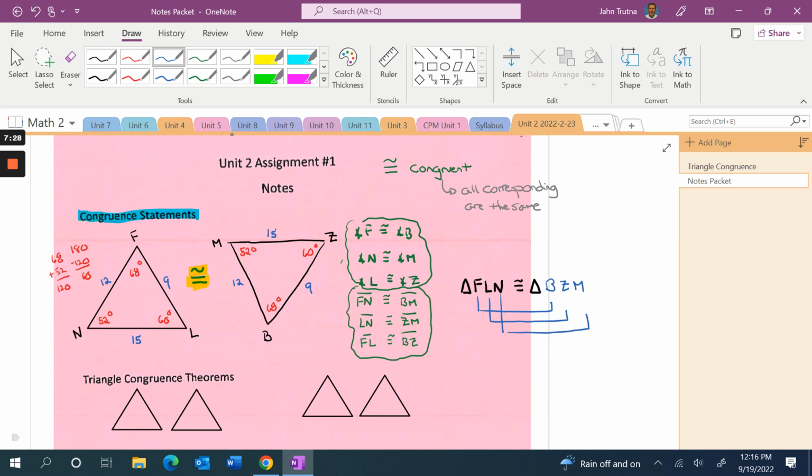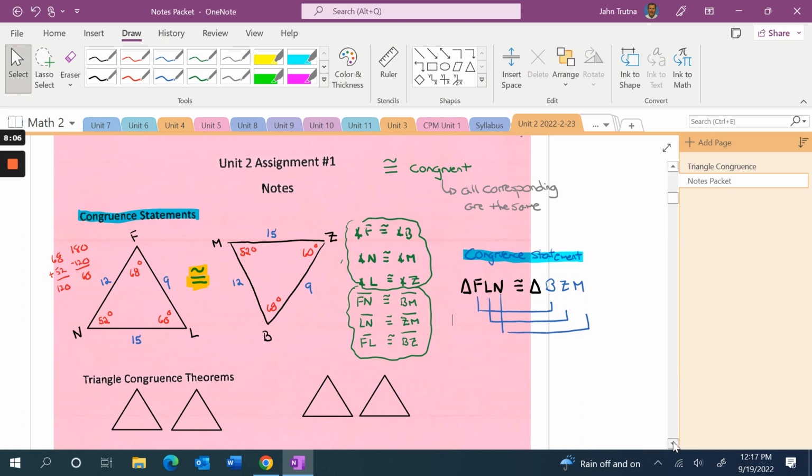So my congruent statement for these two triangles would be a statement that matches up the letters in the correct order, that I can use whenever two shapes are congruent with each other. Okay, so this would be an example of a congruent statement. Right here, triangle FLN is congruent with triangle BZM. And the order that I write those, the B, the Z, the M, is very important.